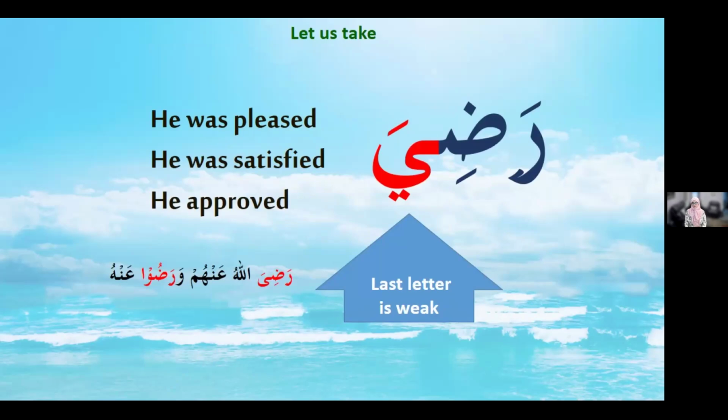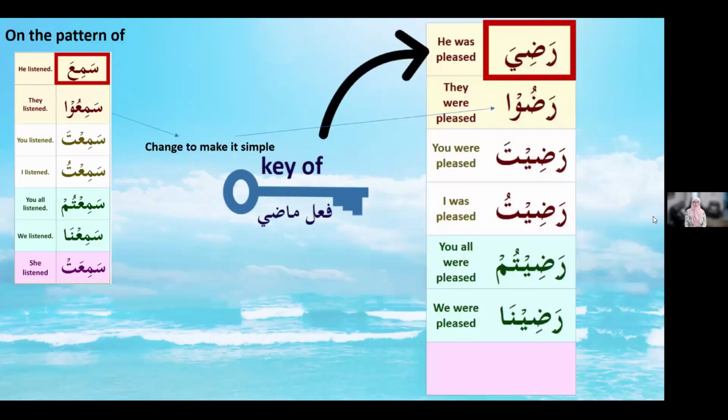So let's take the meaning of radiya. What's the meaning of radiya? Radiya means he was pleased, or he was satisfied, or he approved. So we have always heard this, radiyallahu anhum wa radu anhum. Radiya, radu. So this radiyallahu anhum wa radu anhum. All right, so let's start. Let's start with fi'al madi. Okay, the perfect tense, the past, the perfect.